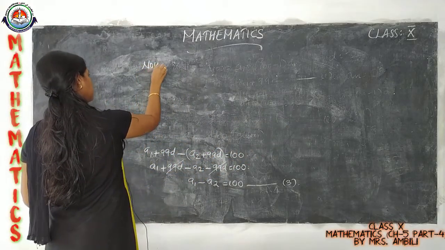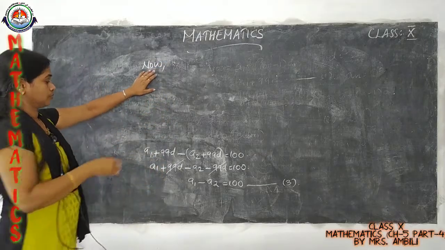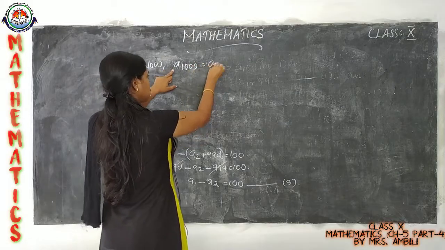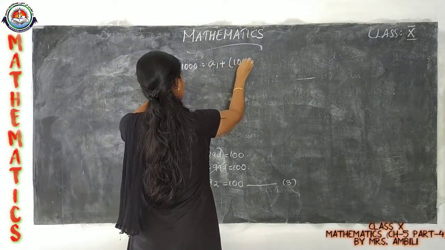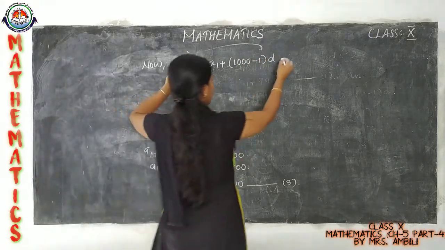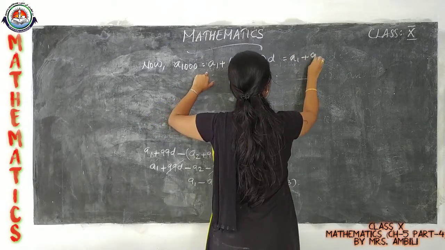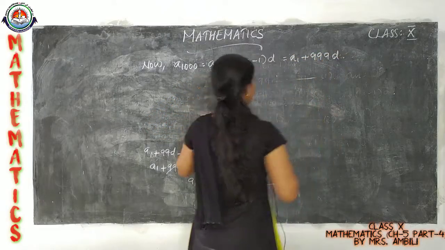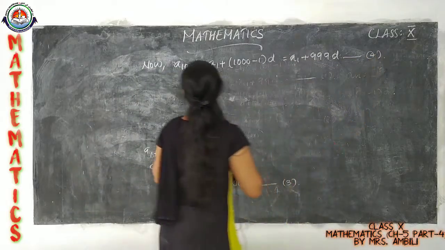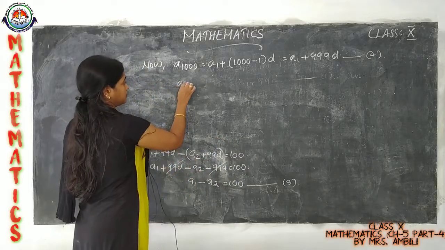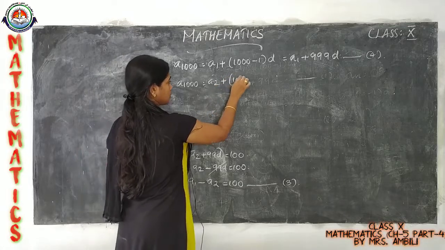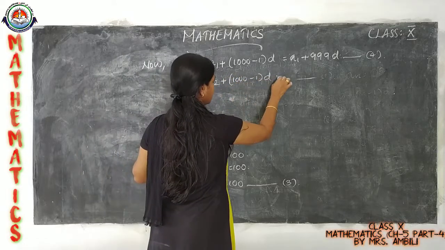Now A1000 equal to A1 plus (1000 minus 1) into D. Okay, that is equal to A1 plus 999D. Okay, fourth equation. Then our fifth one, A2 plus (1000 minus 1) into D. How can we write that?